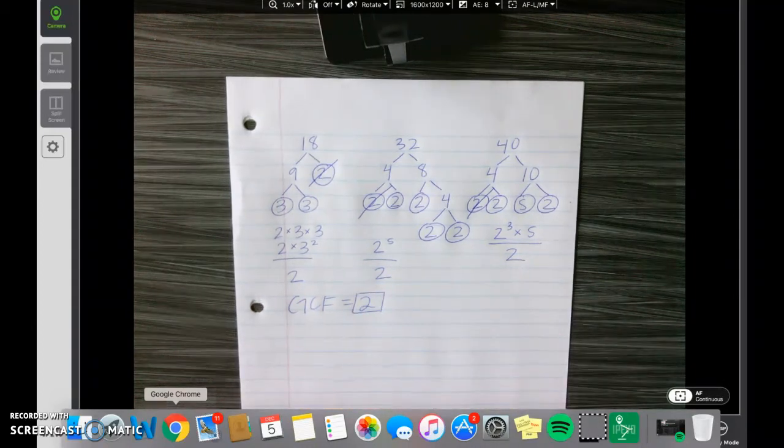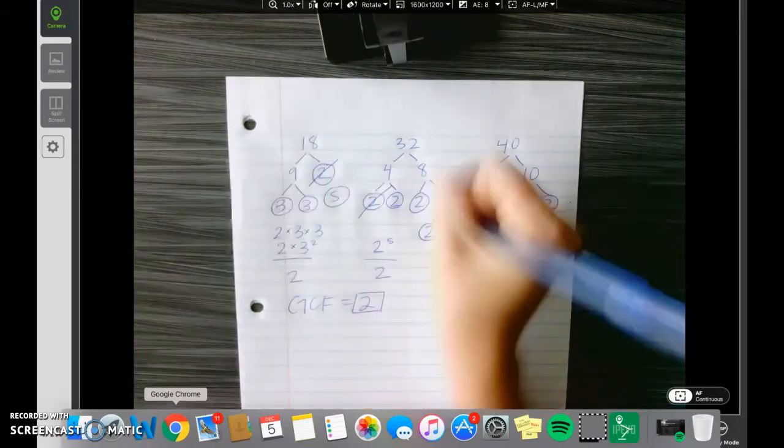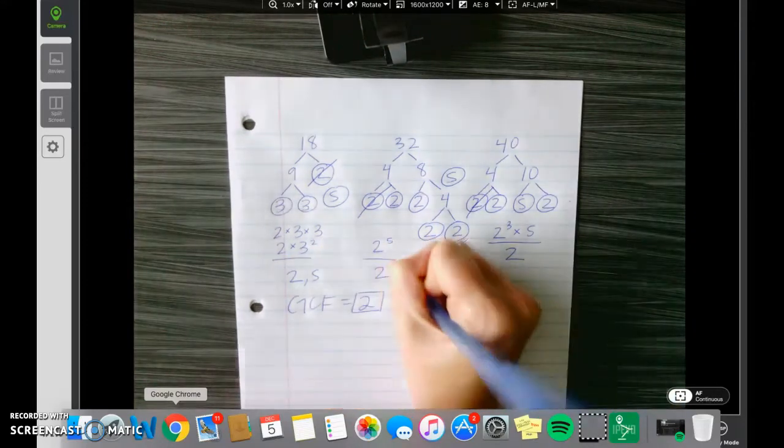Now, if they have more than one number in common, so say this tree also had a 5, and say this tree also had a 5, they would have a 2 and a 5 in common.